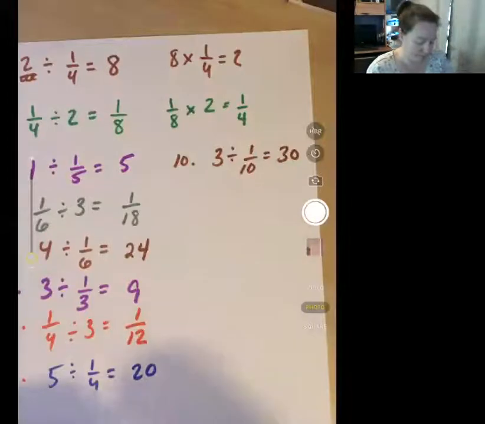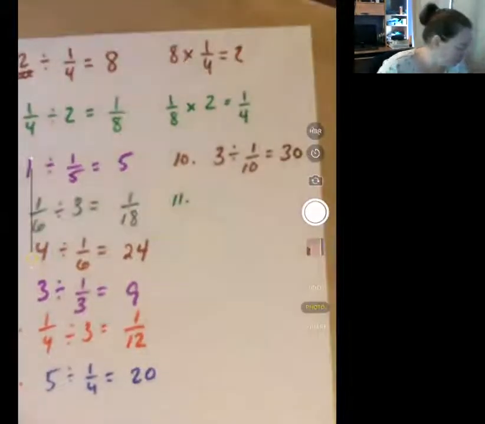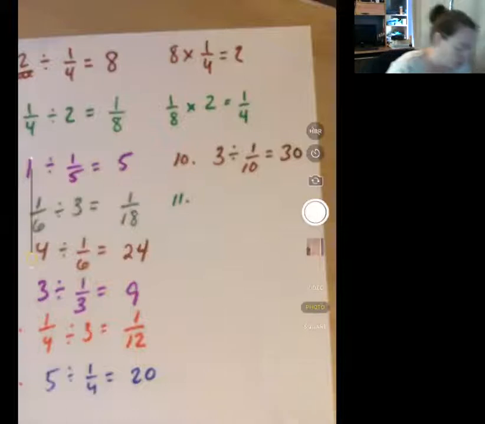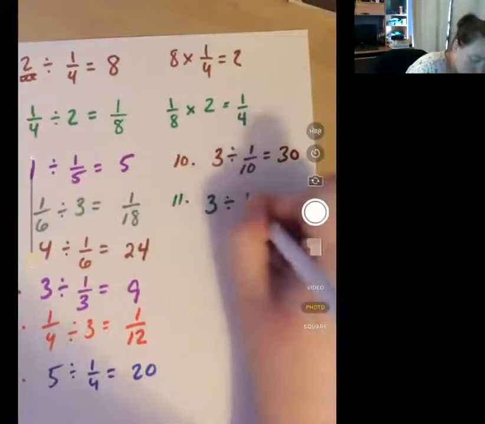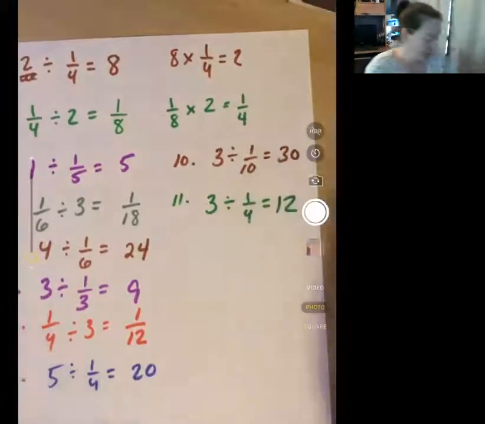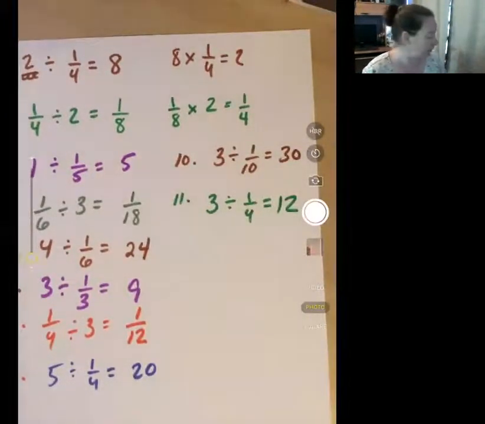Number 11. Jeremy has 3 yards of ribbon to use for wrapping gifts. He cuts the ribbon into pieces that are 1/4 yard long. How many pieces of ribbon does he have after? So we have 3 yards, which we're dividing up into quarters. So 3 times 4 is 12. So we end up with 12 pieces of ribbon when we're done.